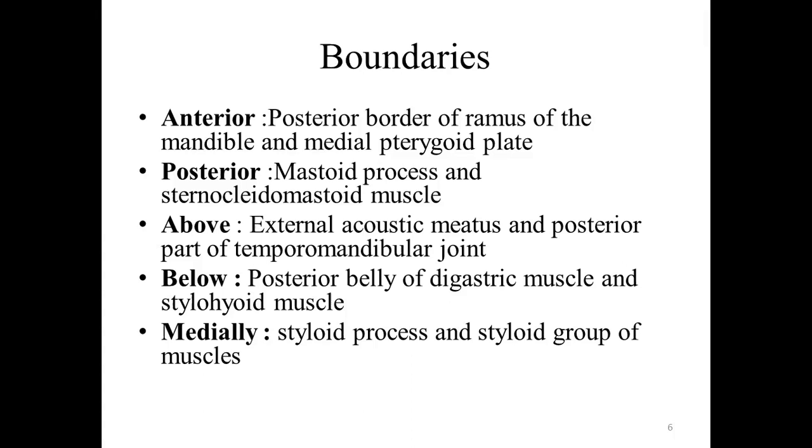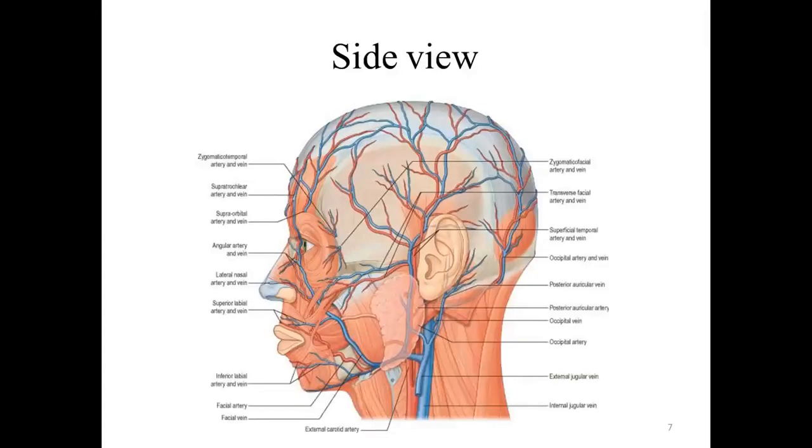So these landmarks are described over the skull: the external acoustic meatus and the posterior part of the temporomandibular joint. And below, the posterior belly of the digastric muscle and the stylohyoid muscle. Medially, the styloid process, again on the skull, and the styloid group of muscles. So again, you can locate the group of muscles. Here you can see the boundaries. We'll see once again: here, the mastoid process, the angle of the mandible, and here you can locate the zygomatic arch. So these are the boundaries.